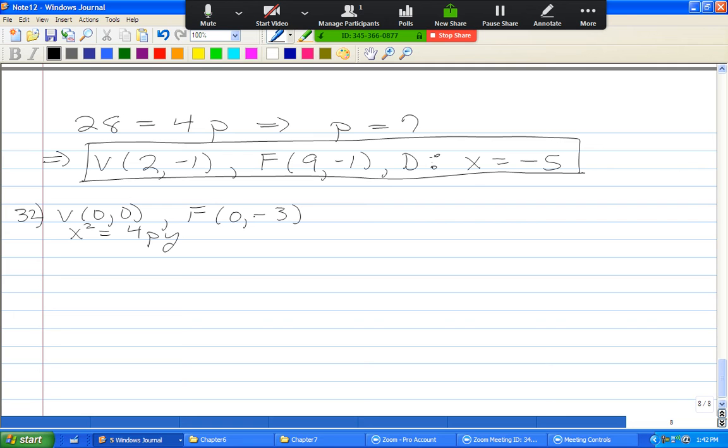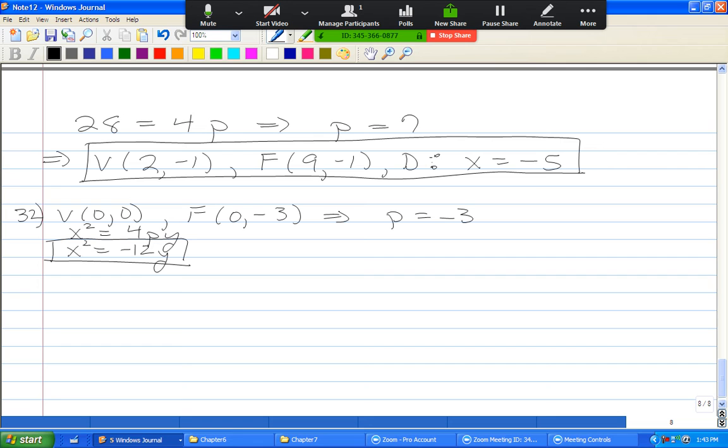So now let's figure out what p is. From the focus, I see that I'm subtracting 3 from the y coordinate, and so p is equal to negative 3. And so I get x squared is equal to 4 times negative 3, negative 12y. And that is the equation of my parabola.